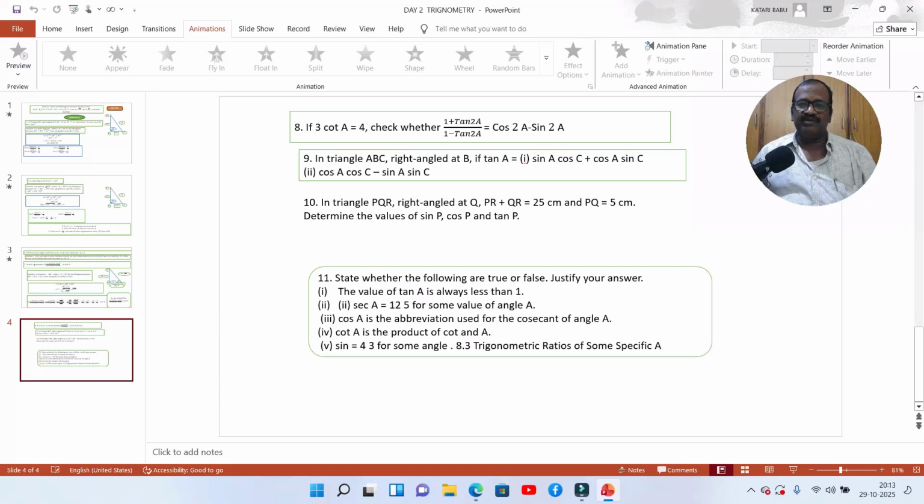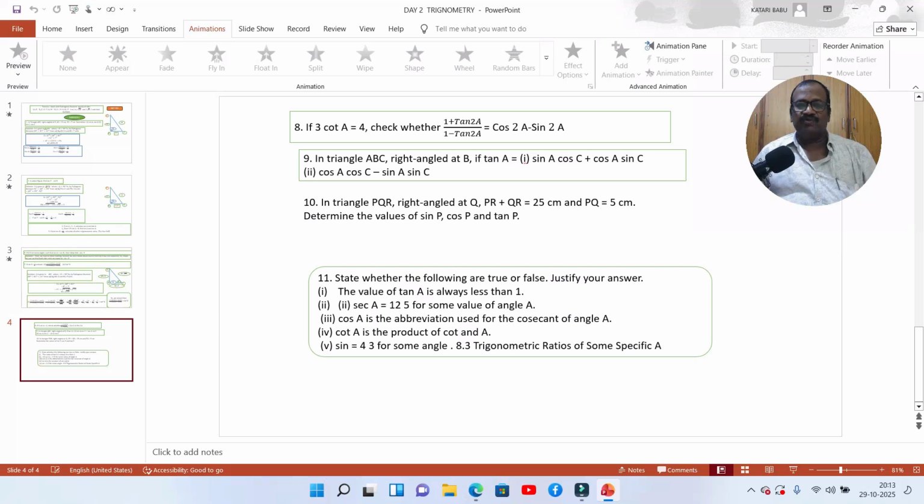Cos A is the abbreviation of cosecant of angle A. Sorry, this is not cosecant of angle A. Cos A means cosine of angle A. So it is false. Cot A is the product of cot and A. Sorry, cot is the ratio and A is the angle, so they never multiply to each other.